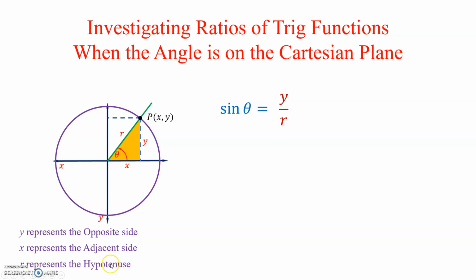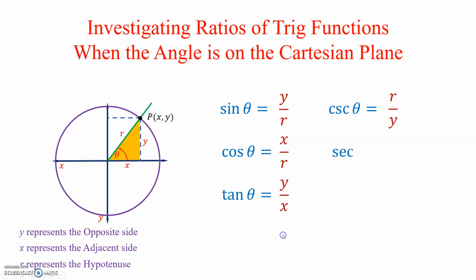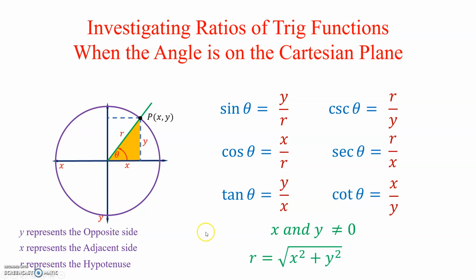We're not using opposite and hypotenuse because we don't have a triangle. We actually have a point on the Cartesian plane, or an angle being made on the Cartesian plane. So sine of theta is y over r, cosine of theta is x over r, tangent of theta is y over x, cosecant of theta is r over y, secant of theta is r over x, and cotangent of theta is x over y. There's a caveat that x and y can't both equal 0, because if they both equal 0, we'd be at the origin, and there would not be an angle theta. Additionally, r can simply be found by using the Pythagorean theorem.